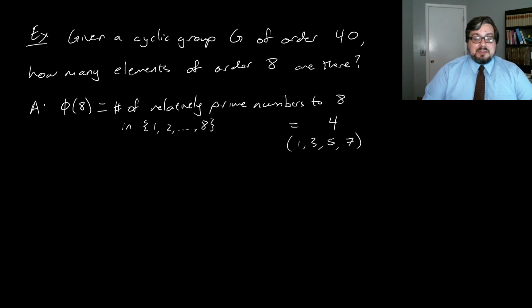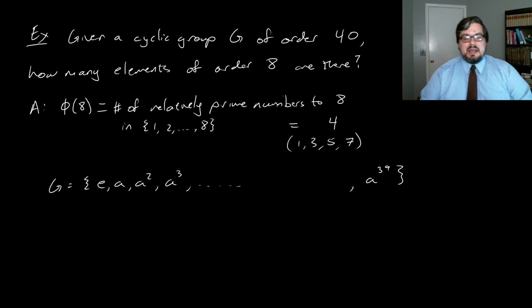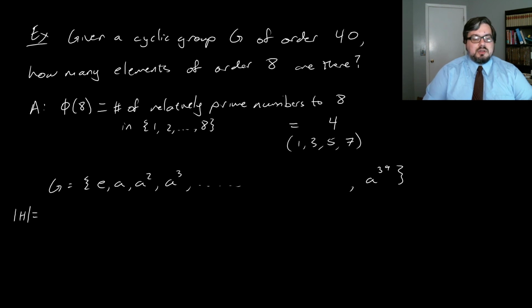Now we can identify those also in the following way. So we've got our set G, and let's say it has generator A, and it has 40 elements: e, A squared, A cubed, and so on, up to A to the 39. Now, we want our subset H of order 8. So that's where we're going to get all of our elements of order 8.